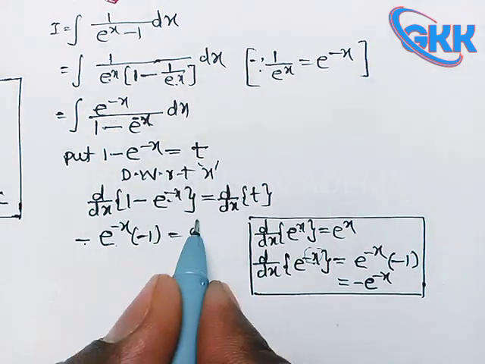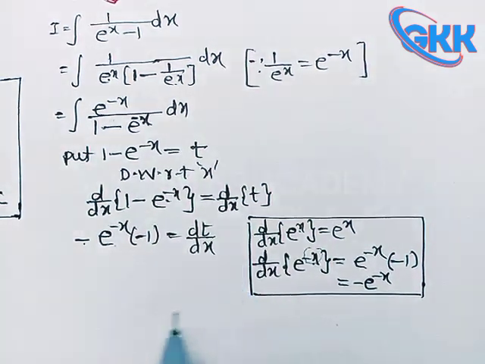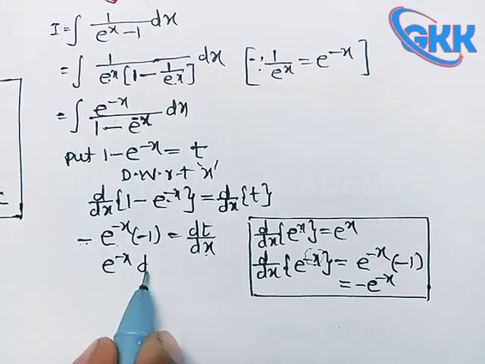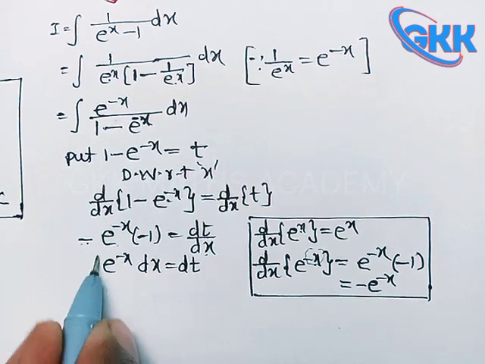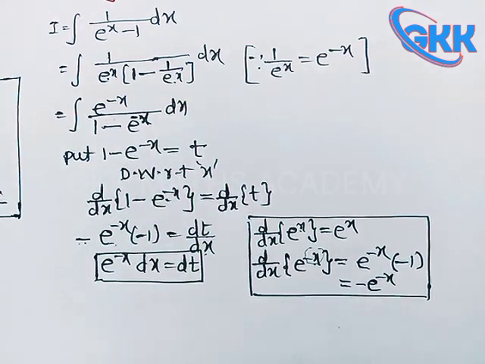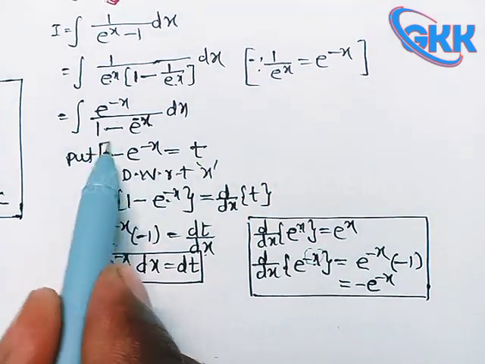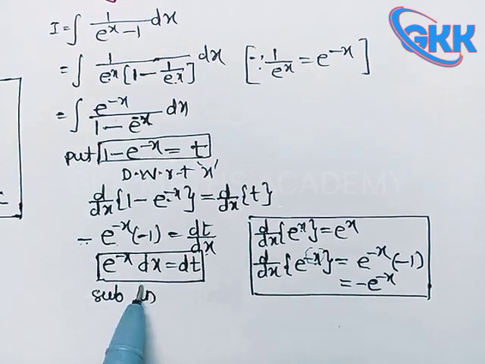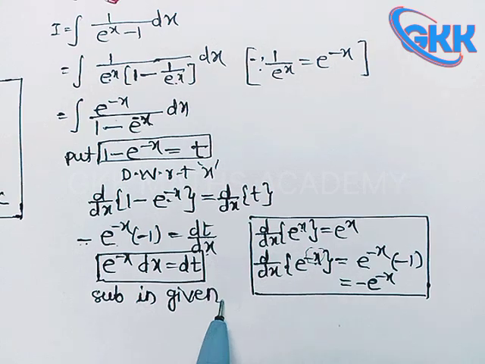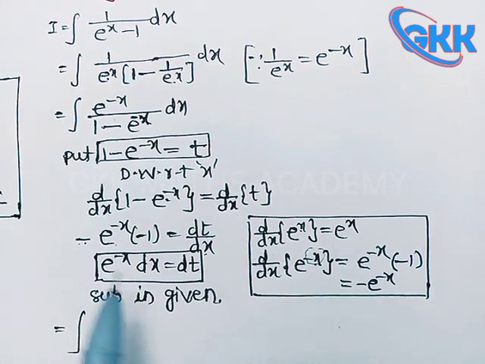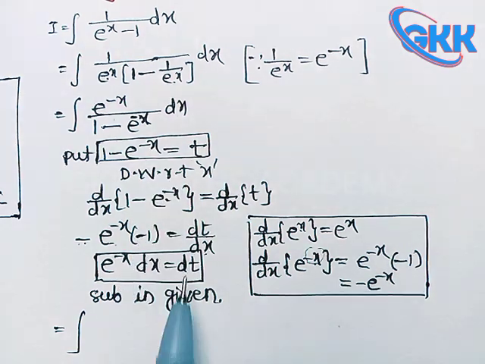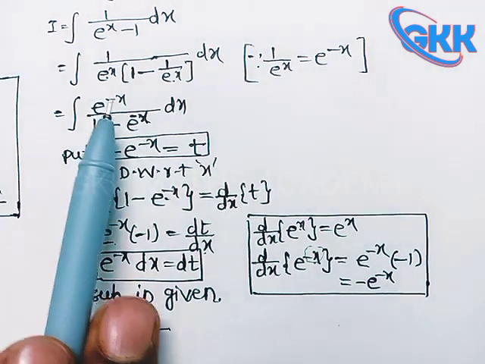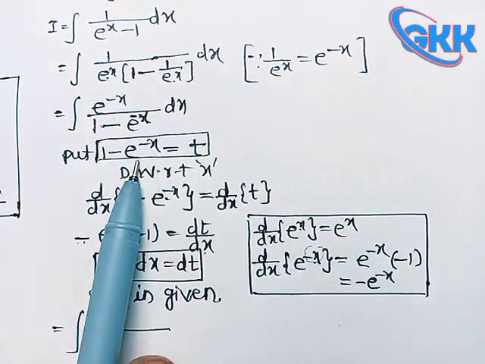Clear? So here dt by dx is minus into minus, plus e power minus x. Cross multiplication: e power minus x dx is equals to dt. So finally we got these two values. Substitute in the given integral. Now integral of, what is e power minus x dx? dt. Upon, what is the value of 1 minus e power minus x? t.